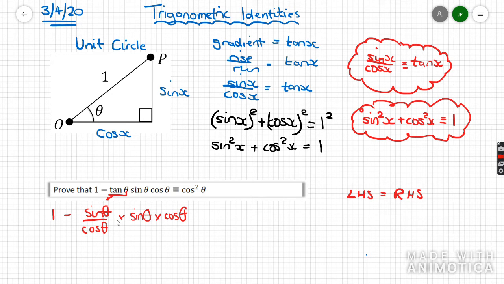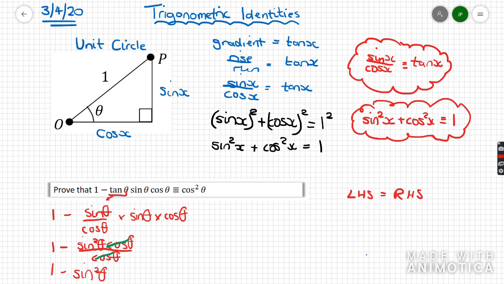Right. When I multiply these across, both of these get multiplied up because it's a fraction. So I'll have 1 minus sine squared theta cos theta over cos theta. Now hopefully, with algebraic fractions, we can see that I can cancel a cos theta with a cos theta. So what I am left with is 1 minus sine squared theta, and I've got to somehow get this to equal cos squared theta.